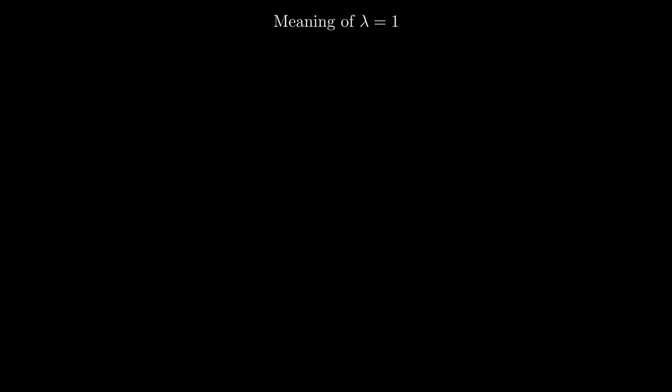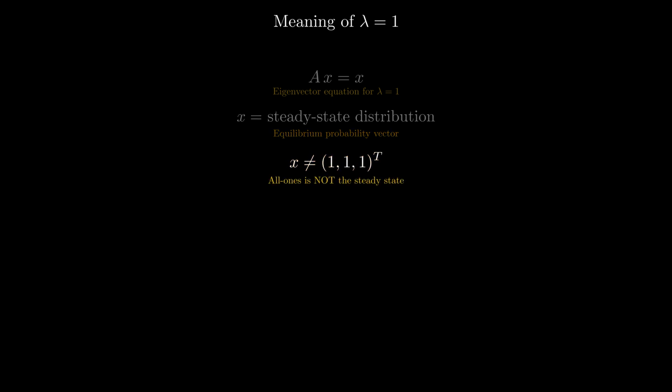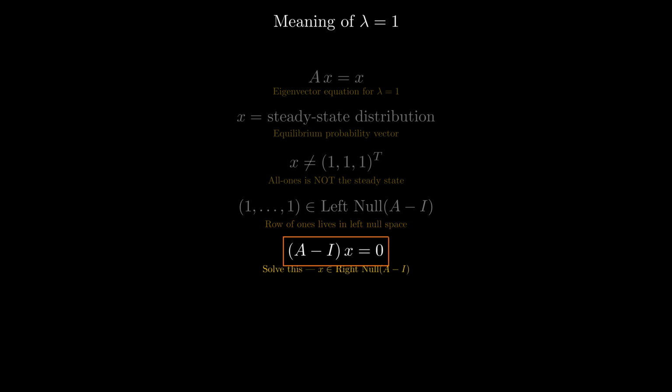We proved existence, but what does this eigenvalue actually mean? The eigenvector x corresponding to lambda equals 1 satisfies A times x equals x. Apply A and nothing changes. That vector x is the steady-state distribution, the equilibrium probability vector that the system converges to over time. One important note: x is not the vector of all ones. That row of ones lived in the left null space of A minus I. The actual steady state is a different vector, and you find it by solving A minus I times x equals 0. That is, x lies in the right null space of A minus I.